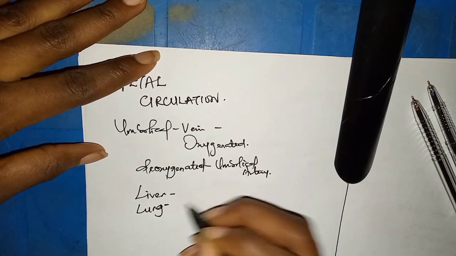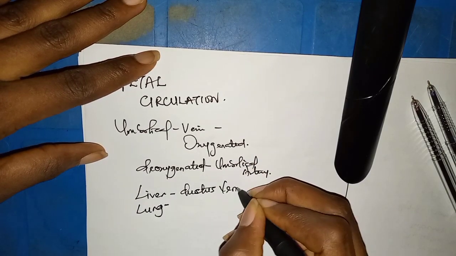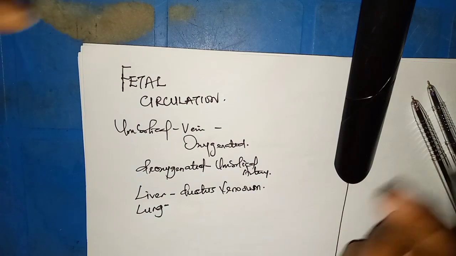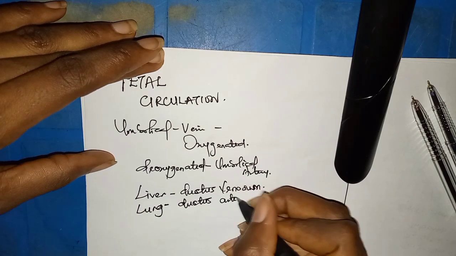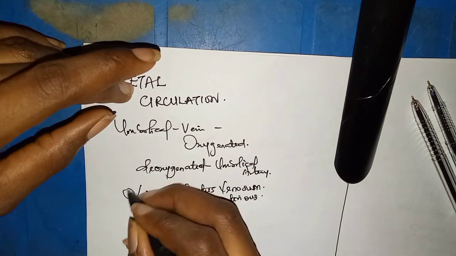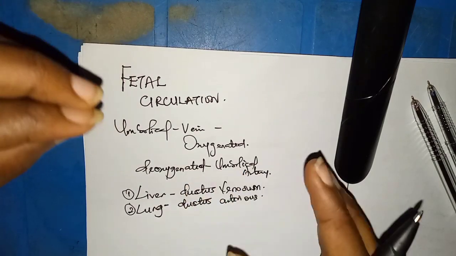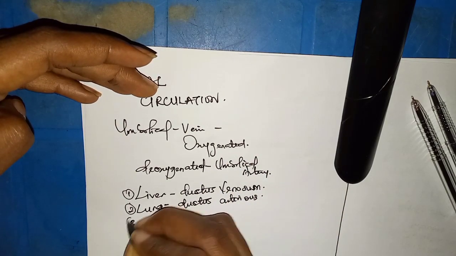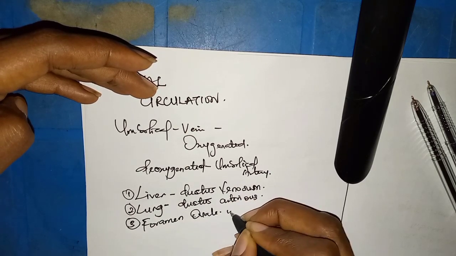So for the liver, we have the ductus venosum, or venosus. Then for the lungs, we have the ductus arteriosus, right? Then we have the third one, which has nothing to do with detoxification or oxygenation, but it is needed, and this is the foramen ovale, which is found in the heart.